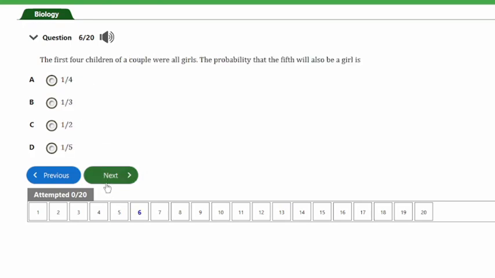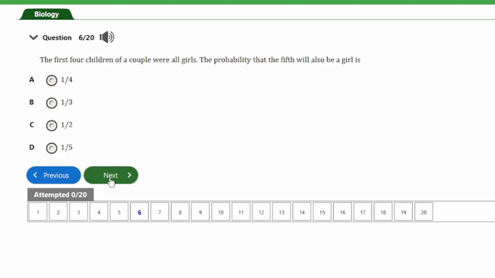So let's look at the next question, guys, and that's question number 6. It says the first 4 children of a couple were all girls. The probability that the 5th will also be a girl is A 1/4, B 1/3, C 1/2, and D 1/5. So guys, the answer to this question is 1/2.